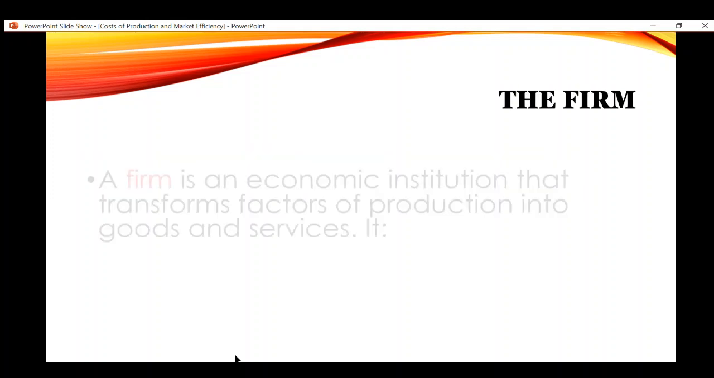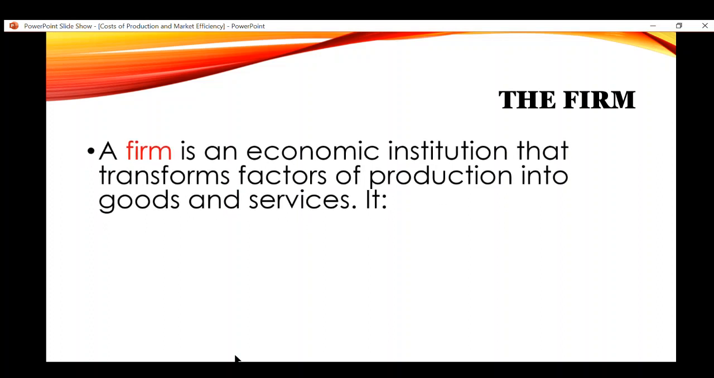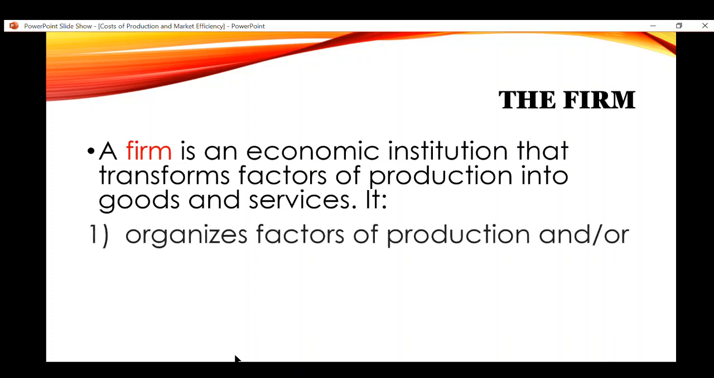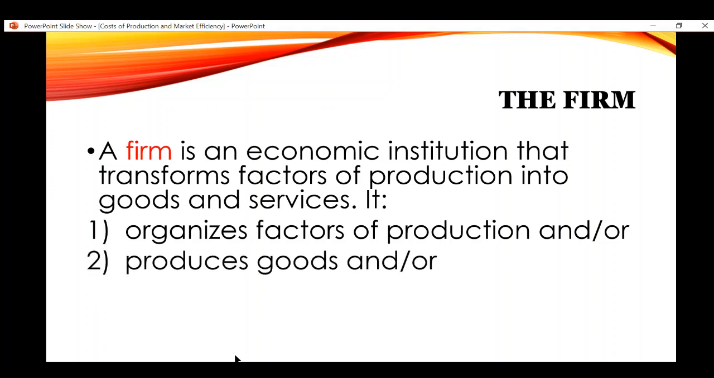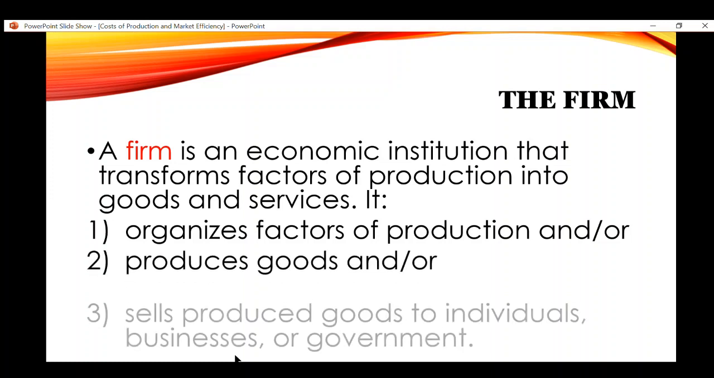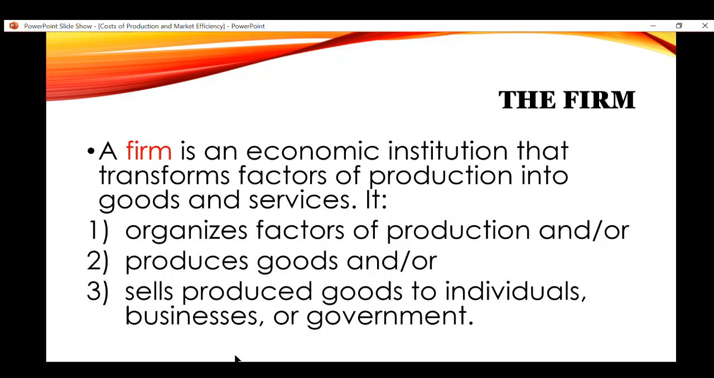The one responsible for the production of goods and services is the firm. A firm is an economic institution that transforms factors of production into goods and services. So it organizes the factors of production and or produces goods and or sells goods to individuals, businesses, or government.